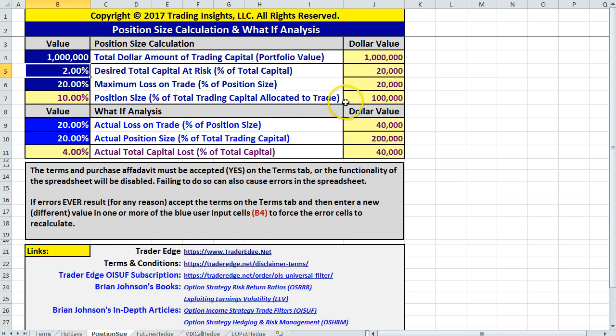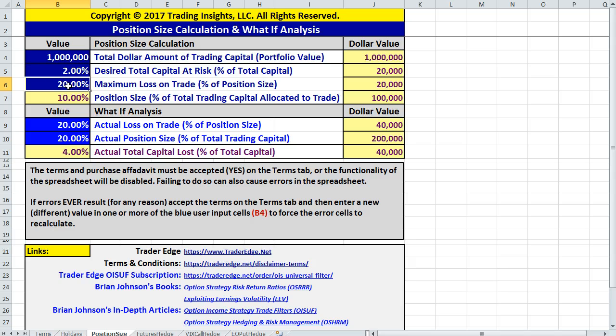Or said differently, if we have a position size of 100,000 and we incur a loss of 20,000, then that would result in a $20,000 loss of our entire capital position, which again would represent 2% of our $1 million trading account. So the top of the spreadsheet, position sizing tab of the spreadsheet, allows us to calculate the desired position size given a total amount of trading capital, the maximum total capital at risk, and the maximum loss on the specific trade.